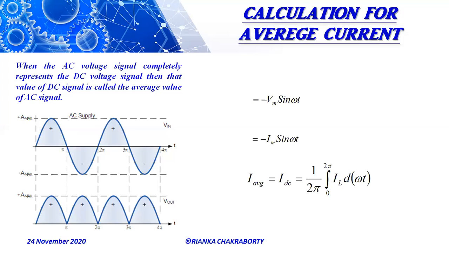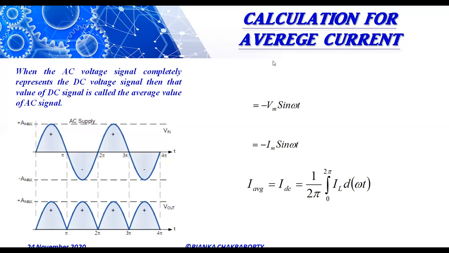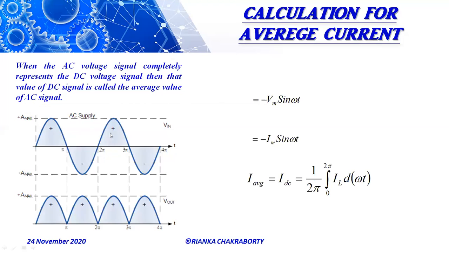When the AC voltage signal completely represents the DC voltage signal, then that value of the DC signal is called the average value of the AC signal. Okay, so here we see the waveform for full wave rectification.